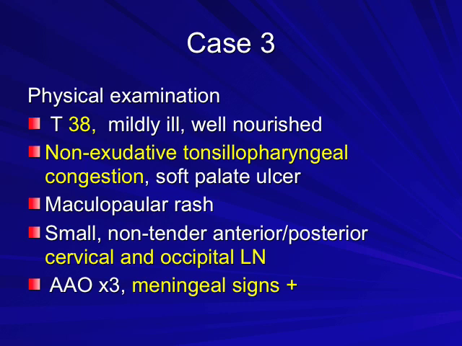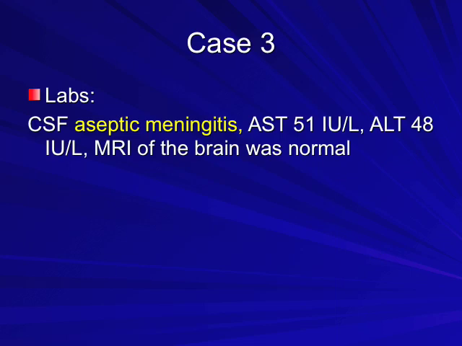So the physical examination, she has fever. She looks mildly ill. She has a non-exudative tonsilopharyngeal congestion, and she has a soft palate ulcer. She has a rash. She has some adenopathies in the cervical and occipital area. She has meningeal signs, and that's a macular rash in the trunk. Her labs are consistent with aseptic meningitis. Cultures are negative. The MRI is normal.